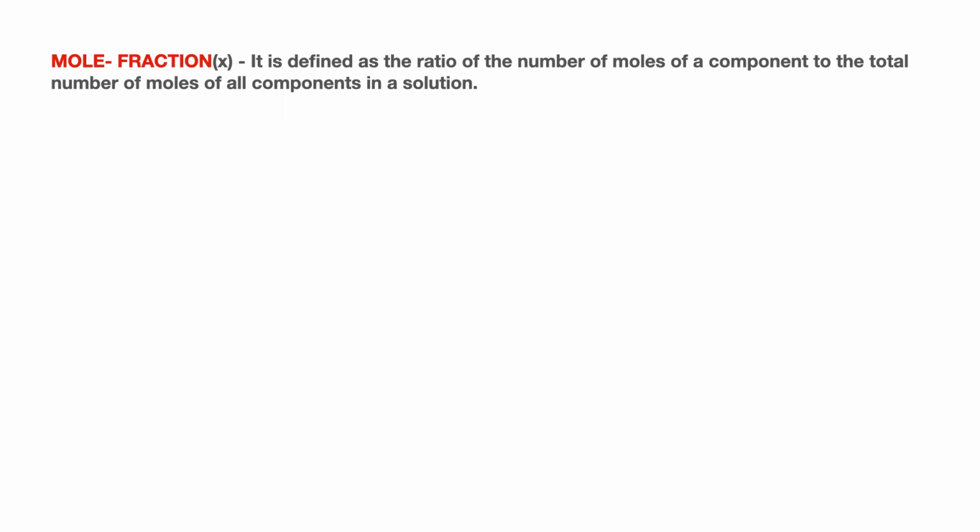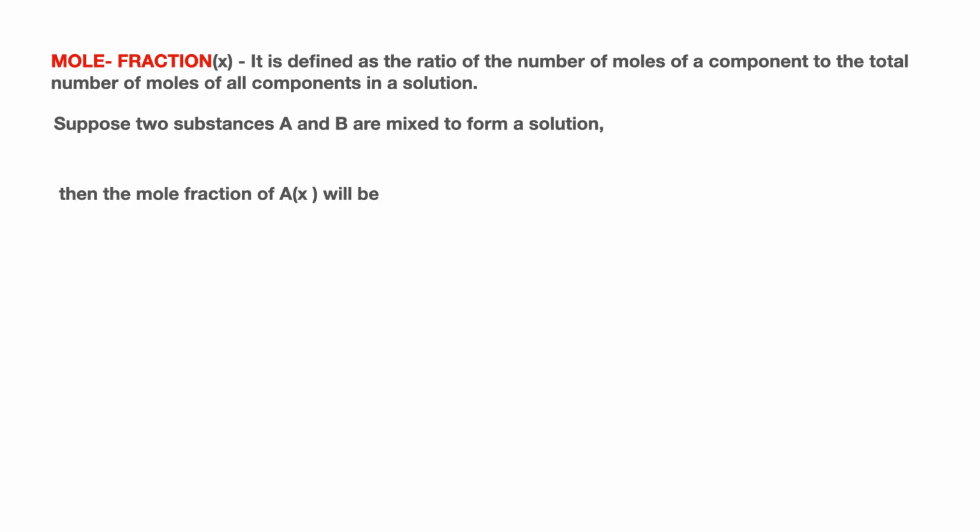So suppose there are two substances A and B and we are mixing them to form a solution. Then the mole fraction of A, if we denote it by XA, will be XA is equal to Na upon Na plus Nb, where Na denotes the number of moles of A, and Nb denotes the number of moles of B. So XA is equal to Na upon Na plus Nb.